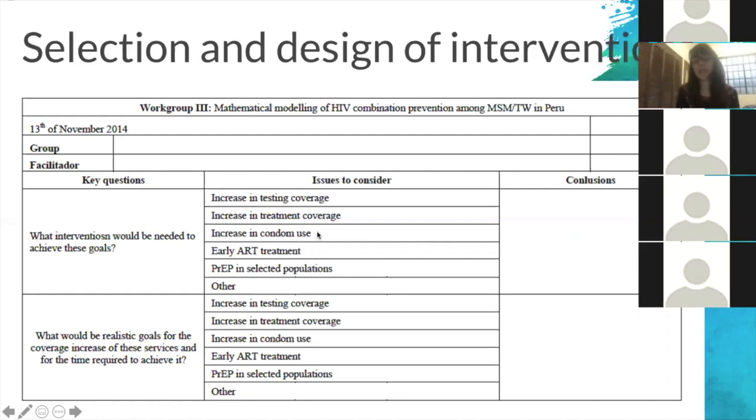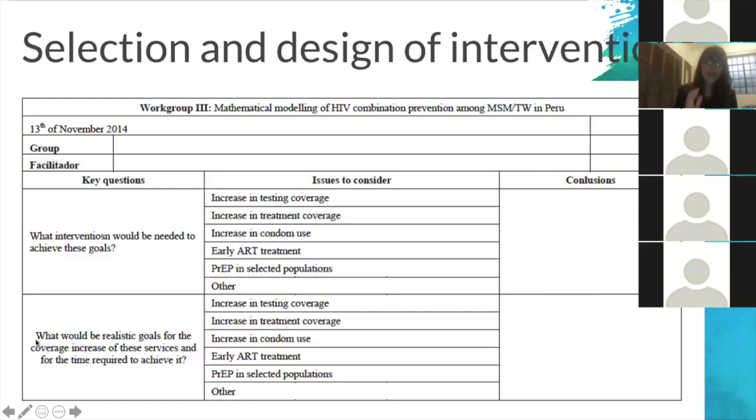And what would be needed to increase condom use, given that there was condom use fatigue in this population. Same for early ART treatment. Anything that would be needed to actually achieve this was discussed with the group. This helped me design my intervention, which was especially important in terms of costing, because it's not the same to just say testing coverage will increase, as to say we're going to need X amount of mobile units and the personnel to make these mobile units work. The costs become much, much larger as we incorporate these.